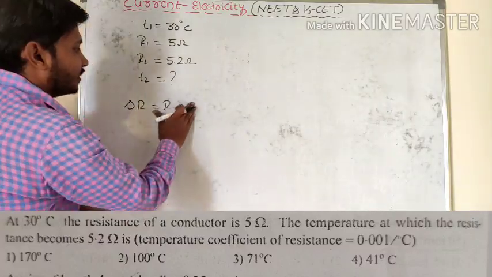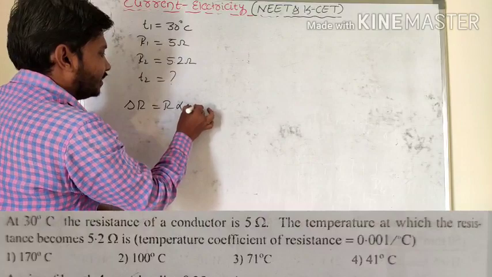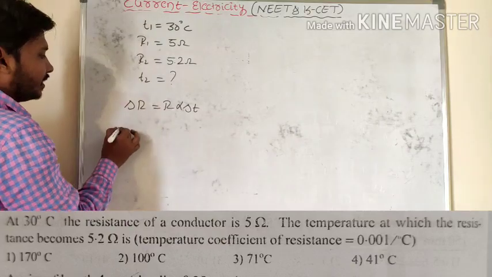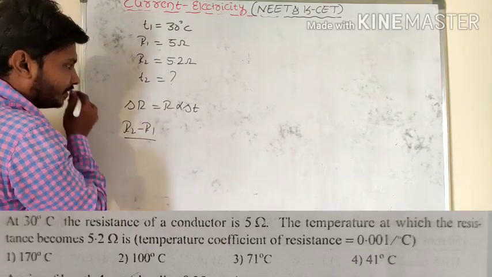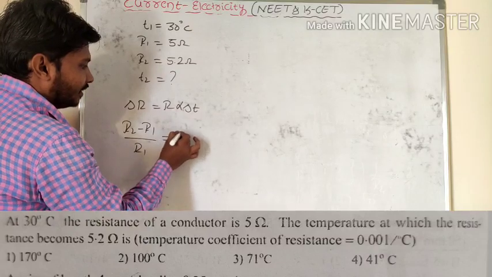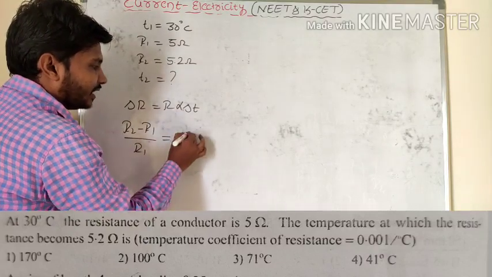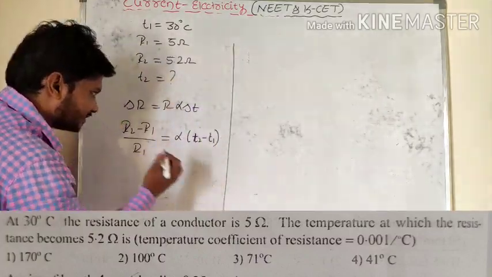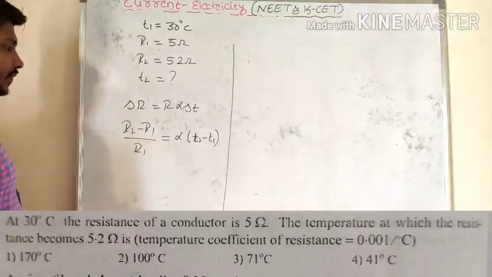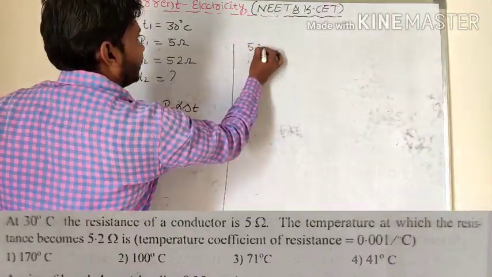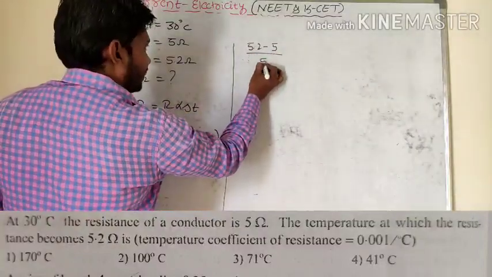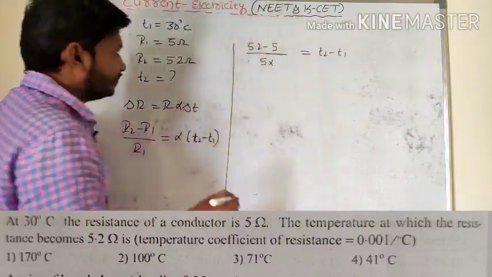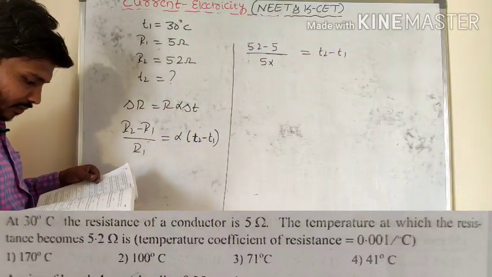So delta R is equal to R into alpha into delta T. Delta R means R2 minus R1, R means R1 here, and delta T I take as T2 minus T1. So I want to calculate that T2 value. So R2 value is 5.2, minus 5, divided by 5 into alpha value, into T2 minus T1. So what alpha value do they mention?